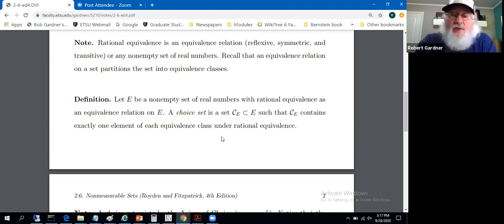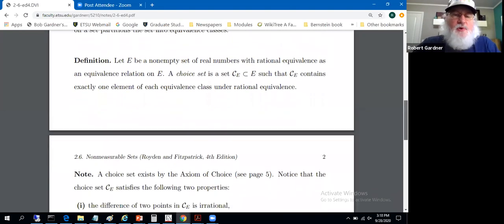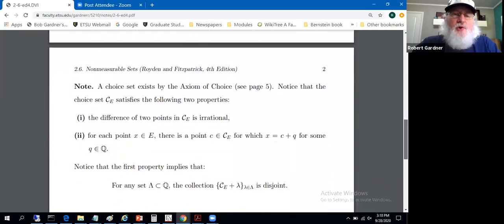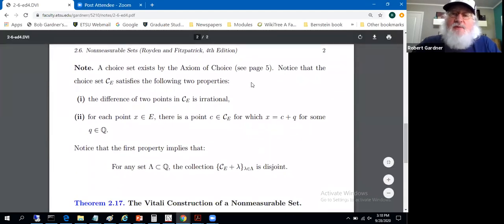Okay, so we've got these equivalence classes. We're reaching into an equivalence class and choosing a representative of that equivalence class. We're reaching into another equivalence class and choosing a representative, and taking all these representatives and throwing them into this set C sub E. Who says you can do that? Who says you can make a set like that? Why, the axiom of choice. So a choice set exists by the axiom of choice.